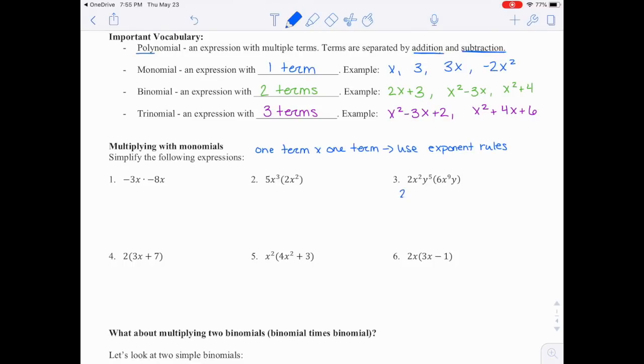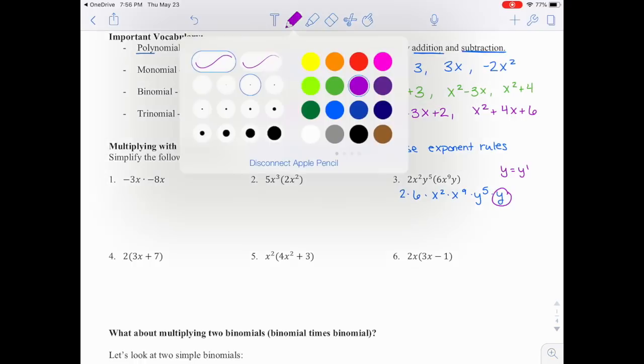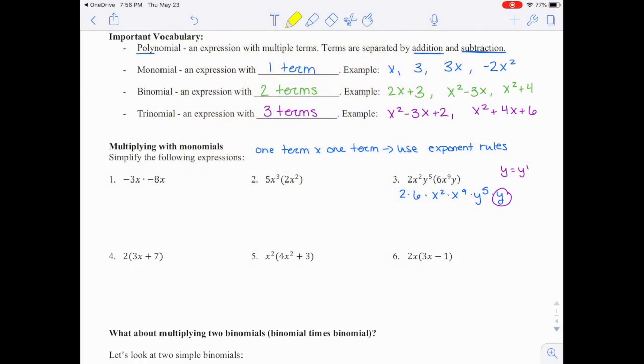We're just going to multiply our coefficients together, our like variables together, so x squared and x to the 9th, y to the 5th times y. Remember, y is the same as y to the 1st. When there's no exponent, the exponent is a 1. And we're just multiplying. 2 times 6, 12. When I multiply like bases, I'm going to add my exponents, so x to the 11th, y to the 6th. This is a review from last unit. You guys know how to do this.